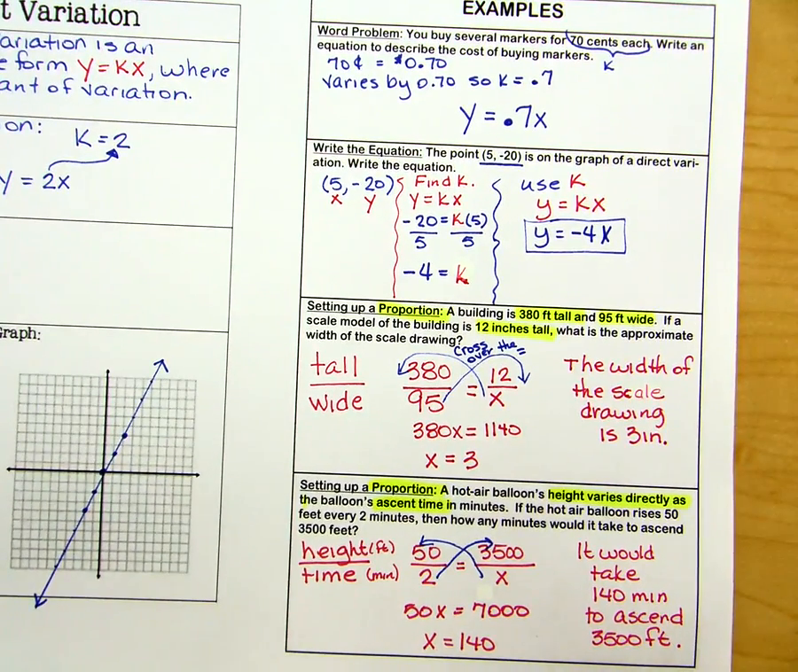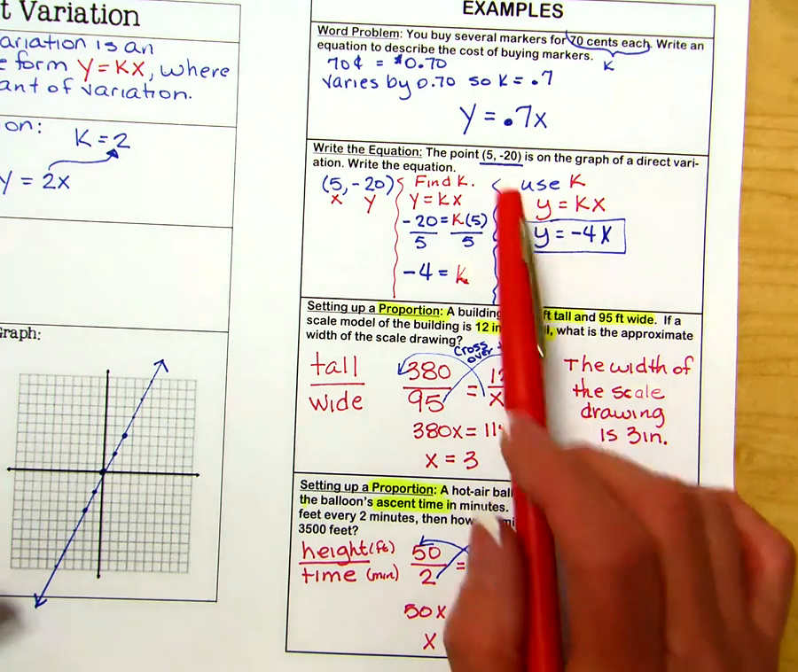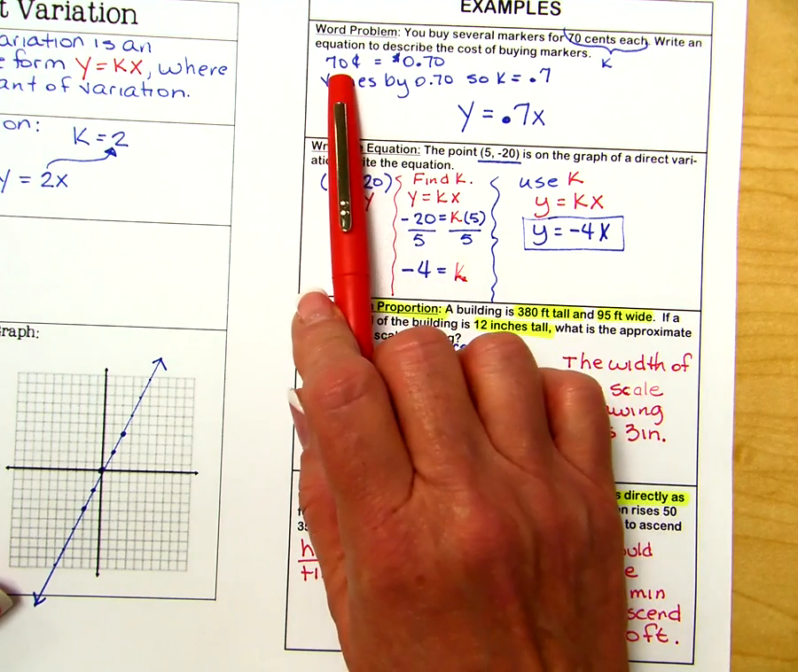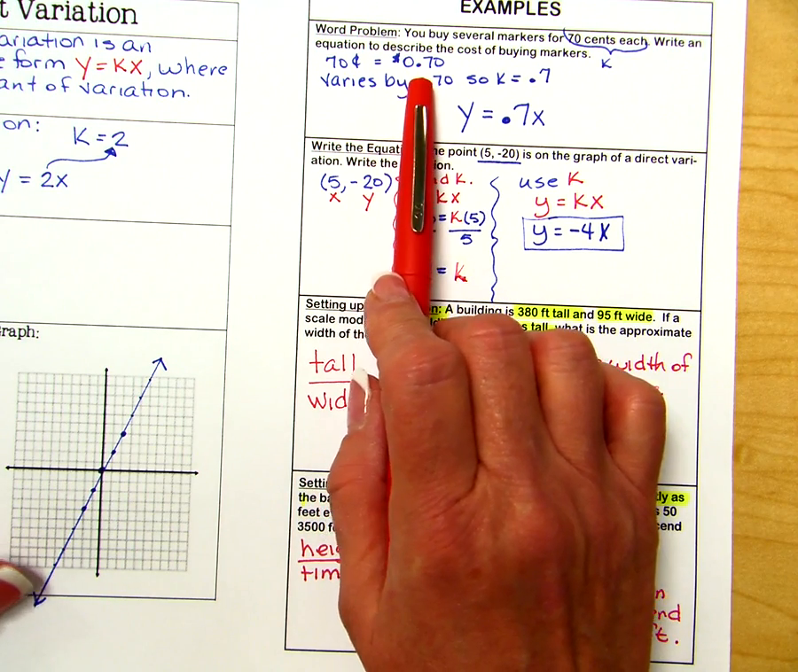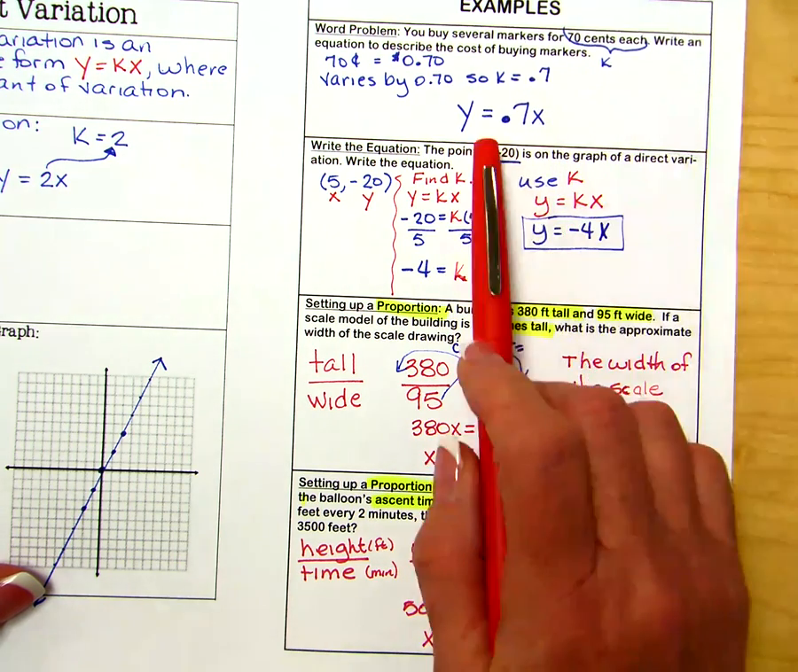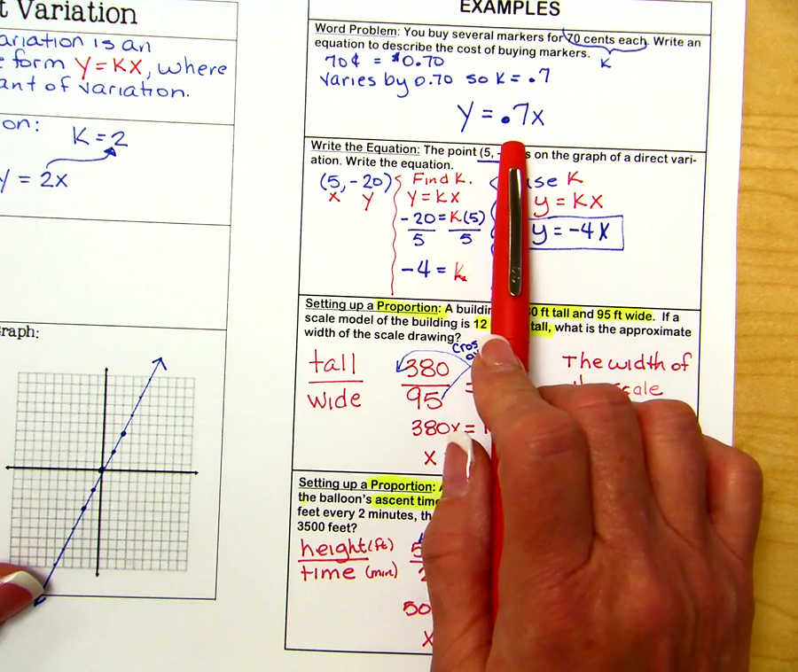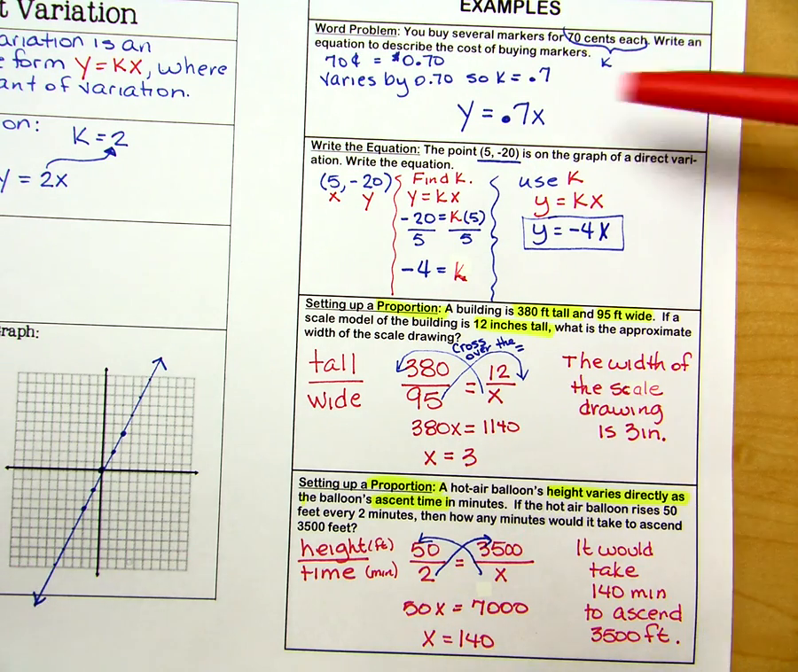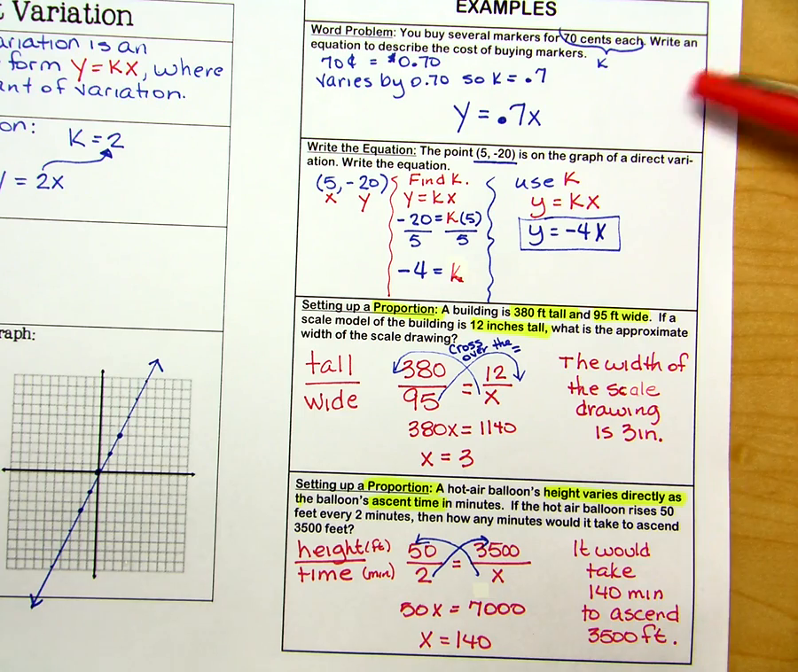So the first example is a word problem where you are buying several markers for 70 cents each. That is your constant of variation. Things vary by 70 cents. So we are going to write an equation to describe the cost of buying markers. 70 cents is the same as $0.7, so it's varying by 0.7, so that's why k is 0.7. All we do is substitute k into the y equals kx formula, and there you have your equation for direct variation of this word problem.